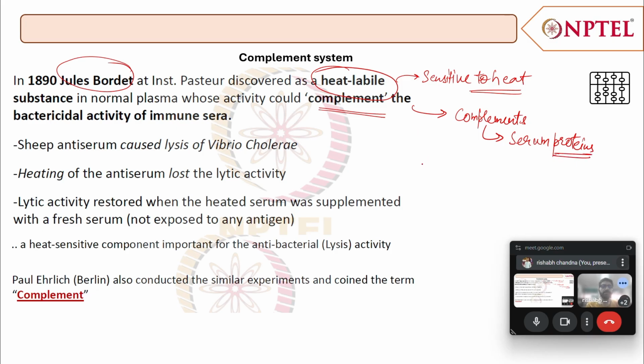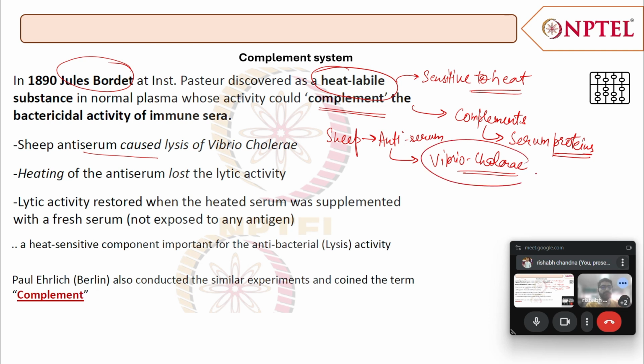The experiment he performed was that he isolated anti-serum from sheep and incubated it with Vibrio cholerae. This is the causative organism of cholera, and it is a comma shaped bacteria. He observed that there was lysis of Vibrio cholerae when the anti-serum was incubated with Vibrio cholerae outside the body.